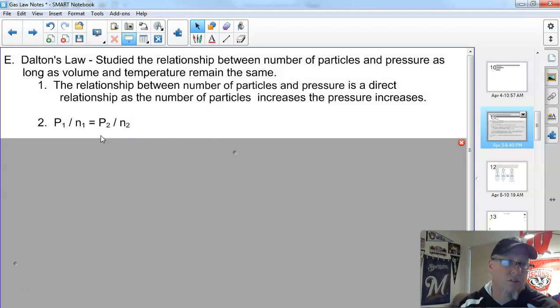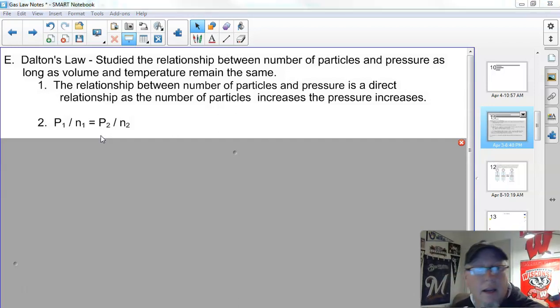You did it with Avogadro's law, you did it with Charles' law, you did it with Gay-Lussac's law. A couple of things about the formula. It does not matter what the pressure unit is, as long as the two pressure units are the same. If P1 was millimeters of mercury, P2 has to be millimeters of mercury. If P1 is ATM, P2 has to be ATM. Does not matter what the pressure is.